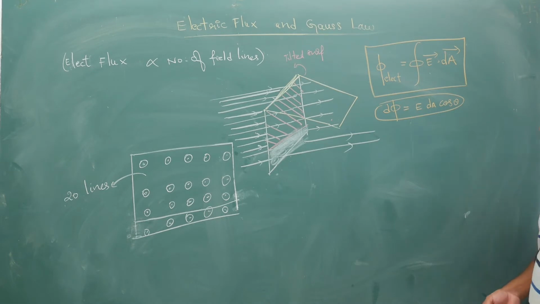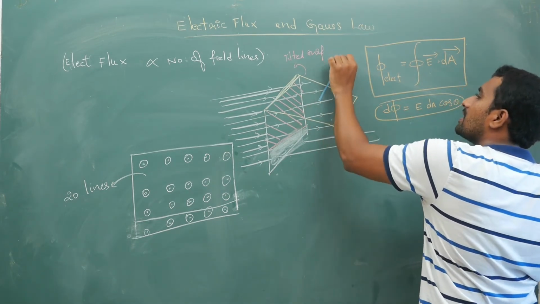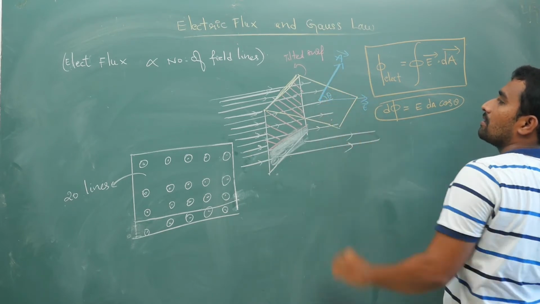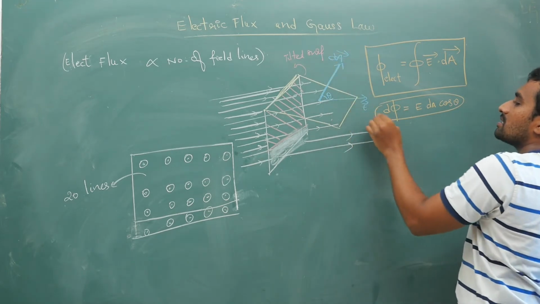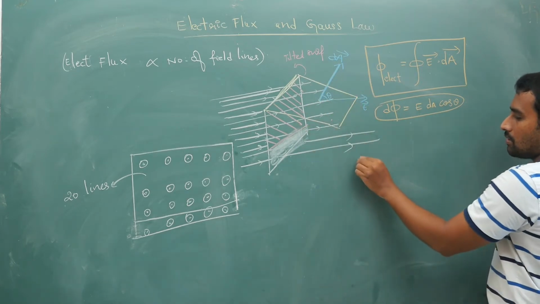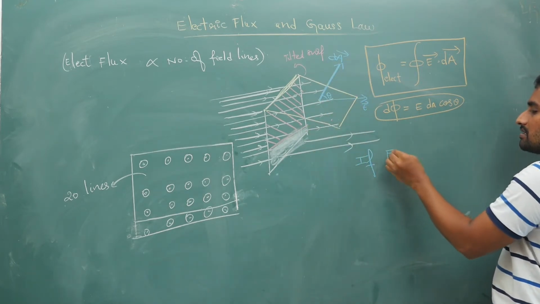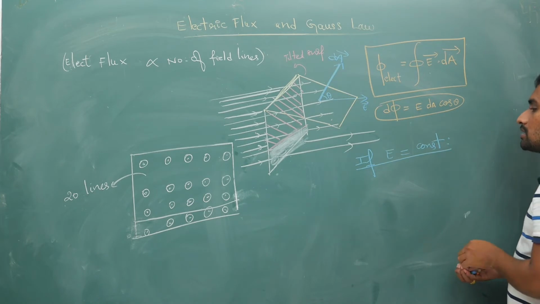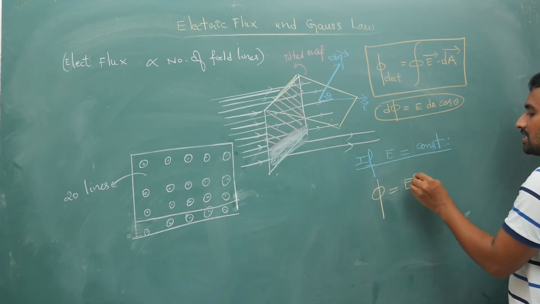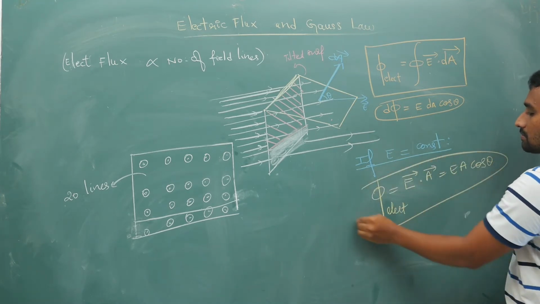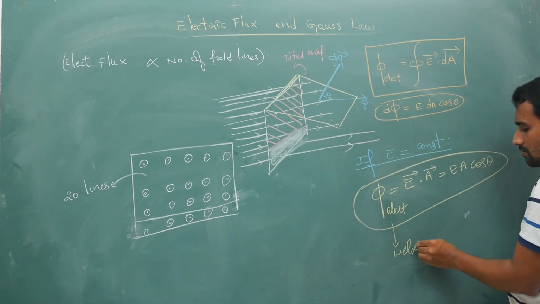Here your area vector is this way, and E bar is this way, and this angle is theta. So small flux d phi is equal to E times dA cos theta. For the entire surface, if E bar is constant, that means if the electric field is constant across the surface, then your flux is E bar dot A bar, that is equal to EA cos theta. This is how you define your electric flux, and the unit is Weber.